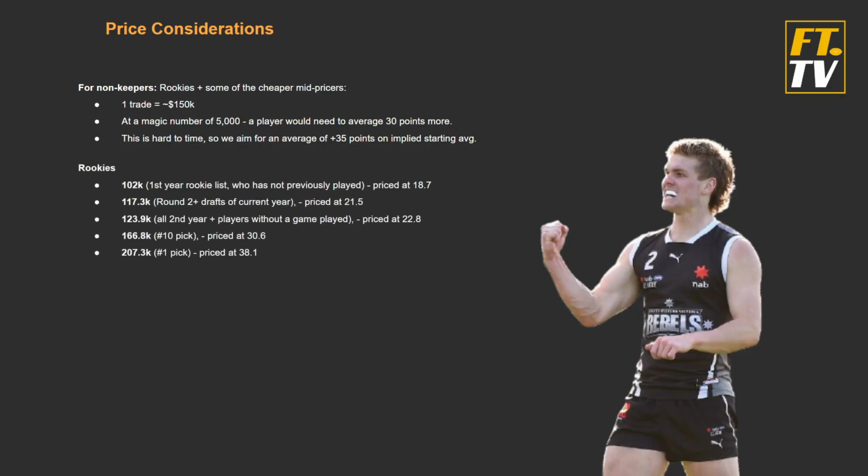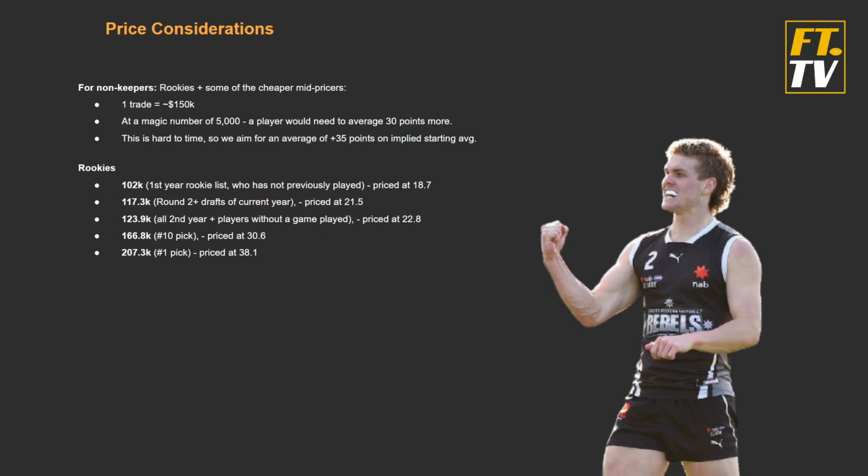Now, where this comes into play for rookies is they are priced as follows. I don't know if I really want to read all of these line by line, but it illustrates the different pricing. So you have all the way from your 102k, which is your first year rookie listed players, priced at 18.7. And once again, this is just done with the same calculation we showed before. So 102,000 divided by 5,445 gives you that value that they're priced at. All the way through to what the number one pick has in Horn Francis this year. So 207,300 divided by 5,445 equals 38.1.